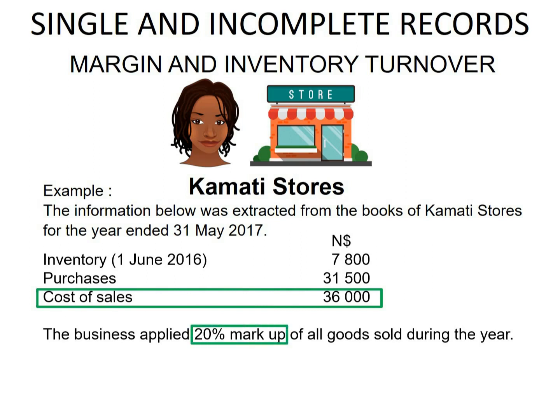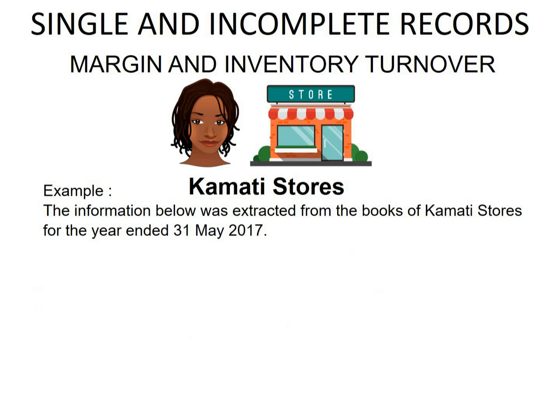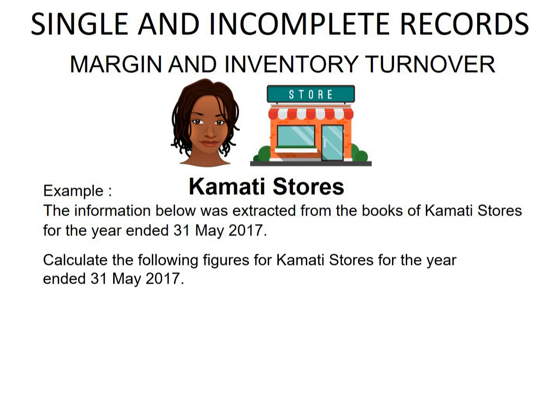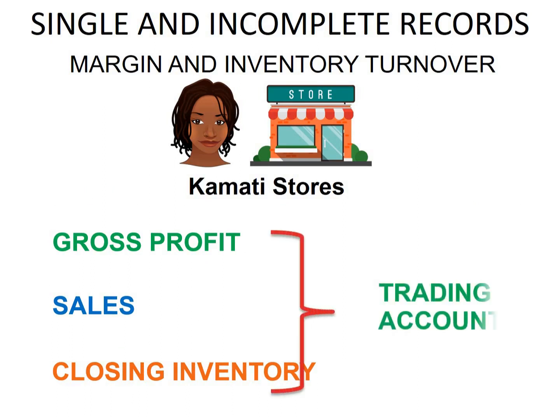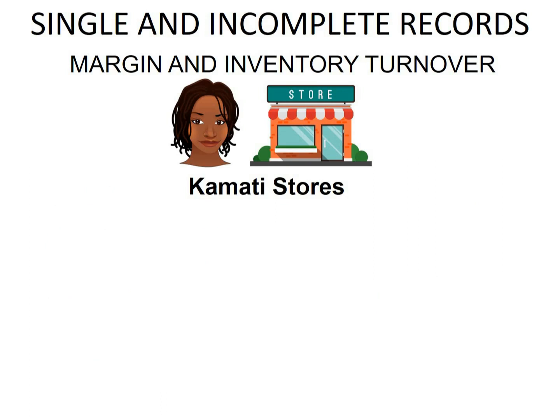Now let's go do some calculations. We need to calculate the figures for Commodity Stores for the year ended 31 May 2017. We need to calculate the gross profit, the sales, and the closing inventory. The best way to do this is in the trading account of our income statement. So let's go check that out.